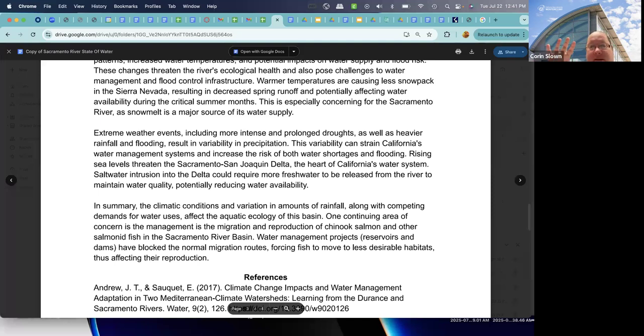Okay, so the state of water goal is somewhere between 2 to 3 pages. Again, you're trying to organize the information. Think of it in terms of your audience as someone who maybe is not an expert in this body of water, but who's interested in learning more. Any questions about the state of water written assignment?